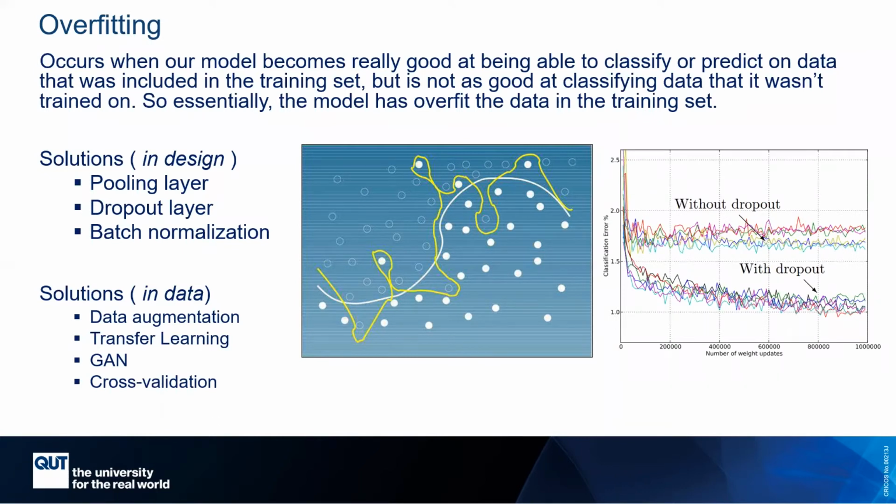And this is an example showing the results with and without the dropout layer, and how the error was reduced by using the dropout layer.